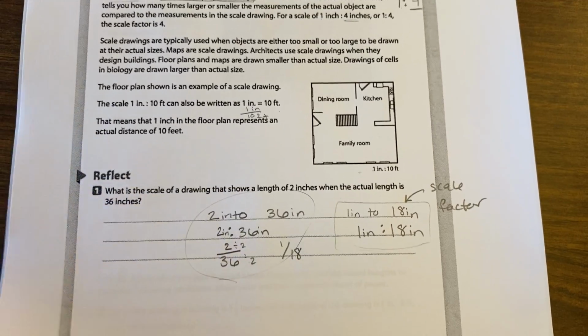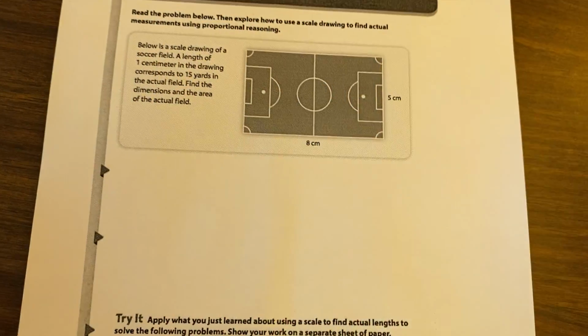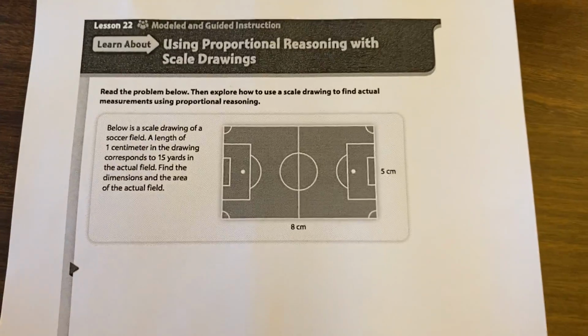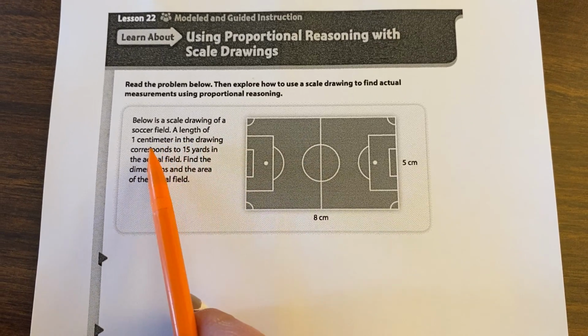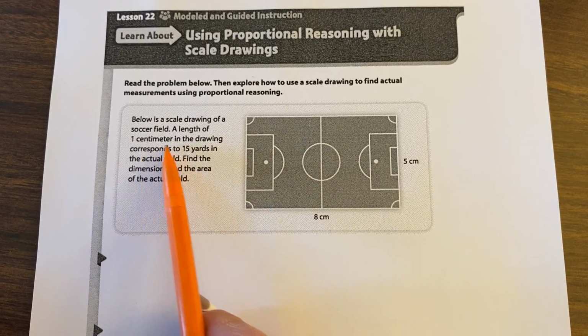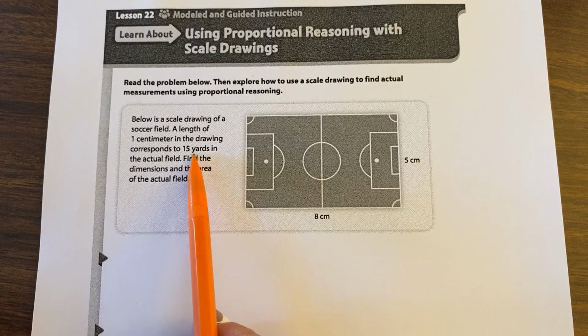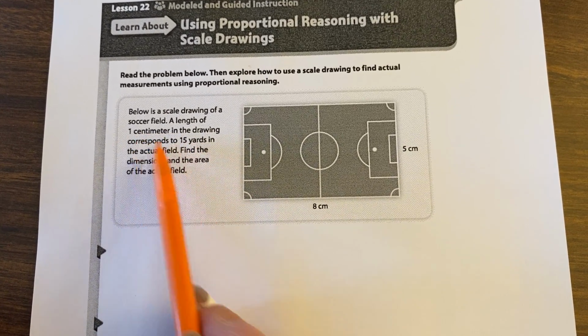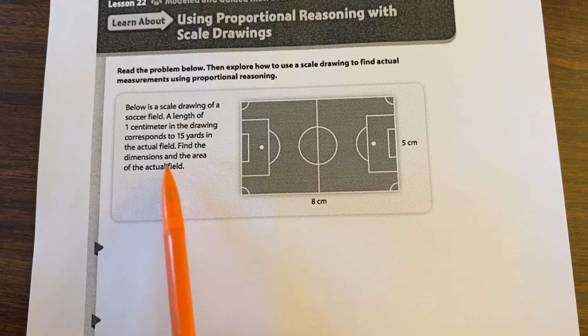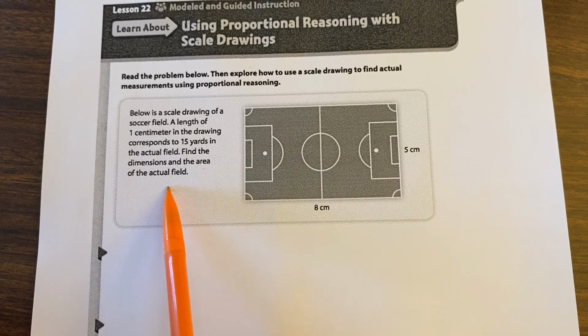Okay, so let's see some examples. So we kind of know what it is now. How do we use it? Below is a scale drawing of a soccer field. A length of 1 centimeter in the drawing corresponds with 15 yards in the actual field. So now we're seeing different units, but it still works out. Find the dimensions and the area of the actual field.